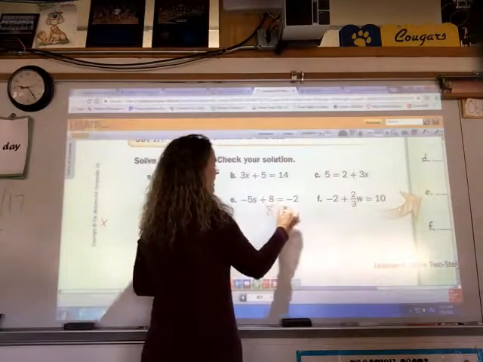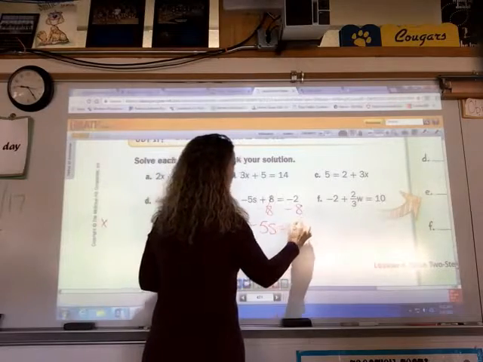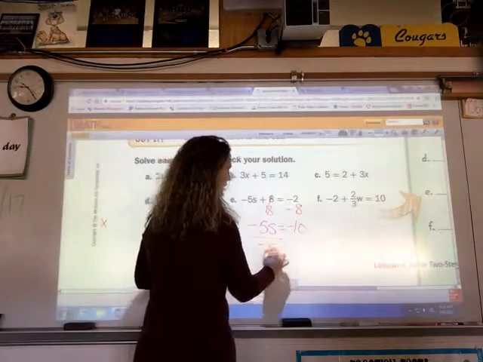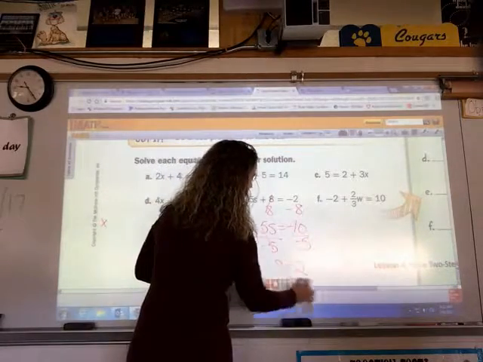We're going to subtract 8 on both sides. So I'm going to have negative 5s equals negative 10. Remember, you have 2 negatives. So now I'm going to divide both sides by negative 5. So s should equal a positive 2.